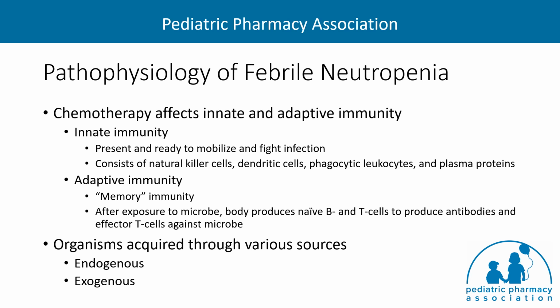Adaptive immunity is your memory immunity, and this occurs after exposure to a microbe. The body produces naive B and T cells to produce antibodies and effector T cells against that microbe. Organisms can be acquired through either endogenous or exogenous sources.